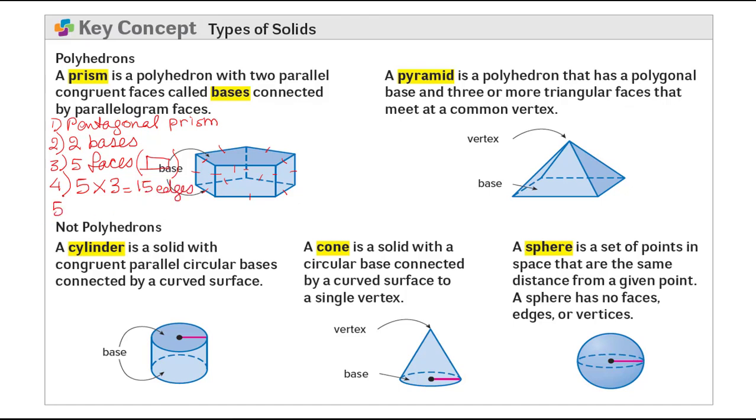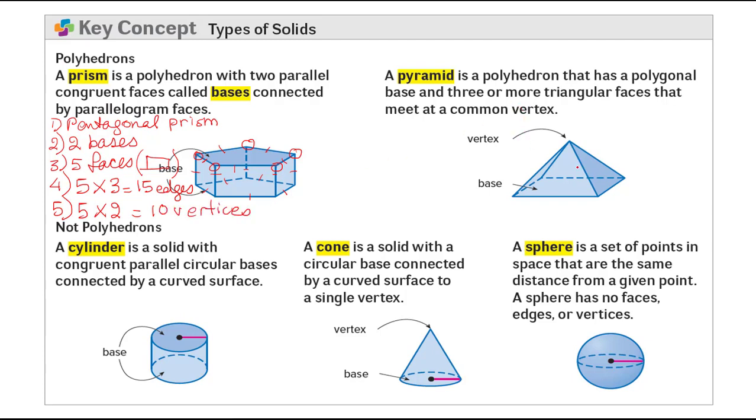Number 5, how many vertices do I have? I have here 5 on the top. This is a vertex. This, and I have like them 5 in the bottom. So I make 5 multiplied by 2. It gives me 10 vertices.